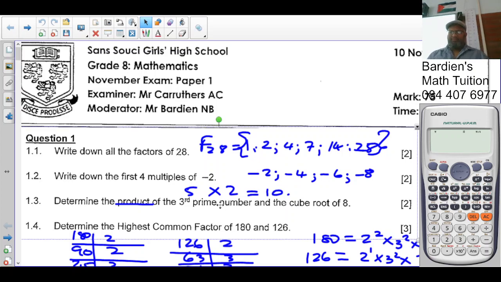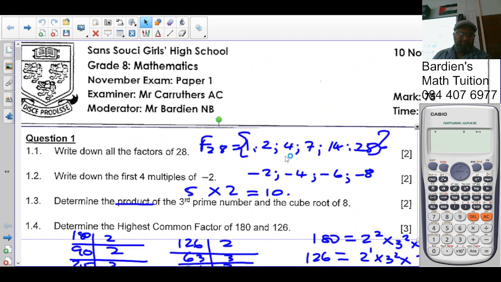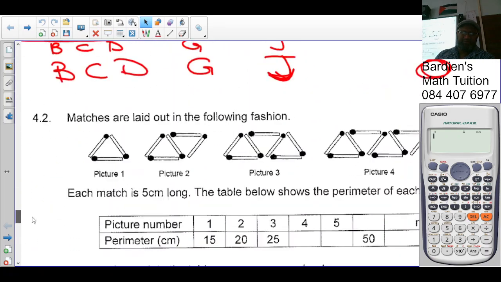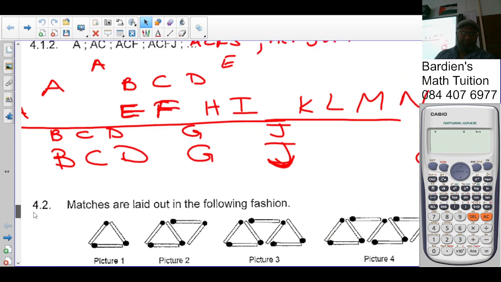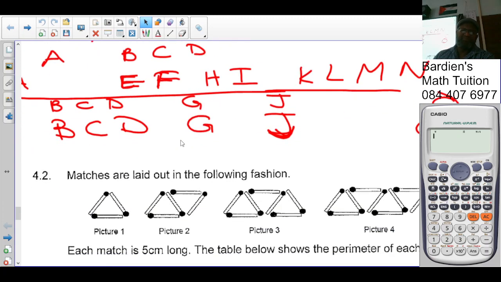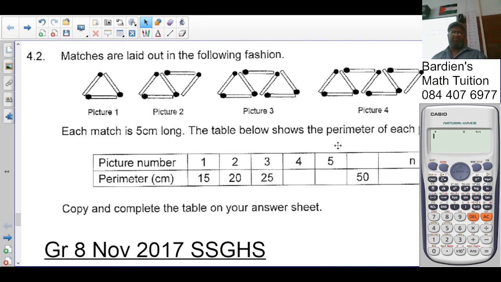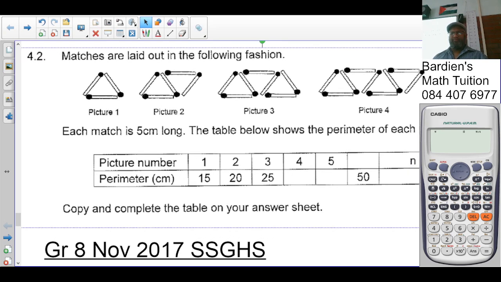Okay, good morning class. So this morning we're looking at the November 2017 paper from our school. Now we spoke about this. So where does it belong? On top is absolutely correct. Right, so let's go with this here, in 4.2.